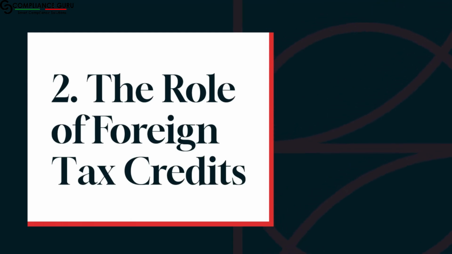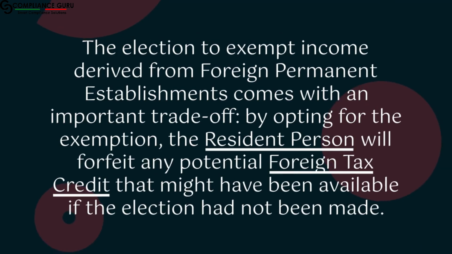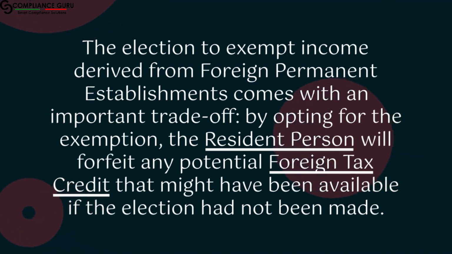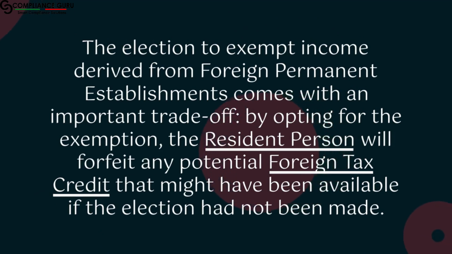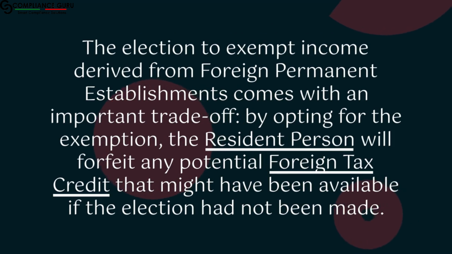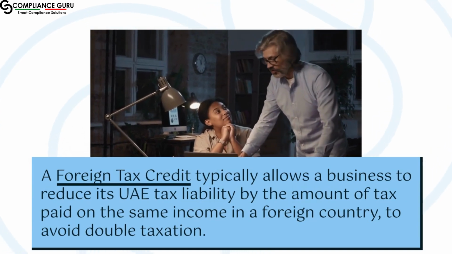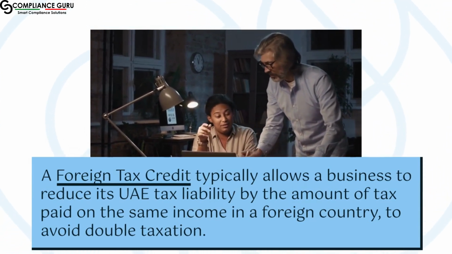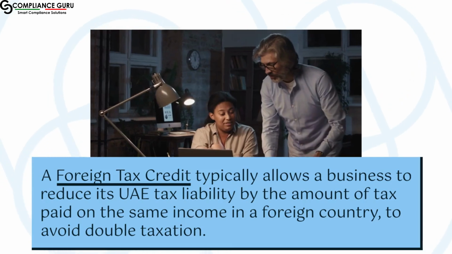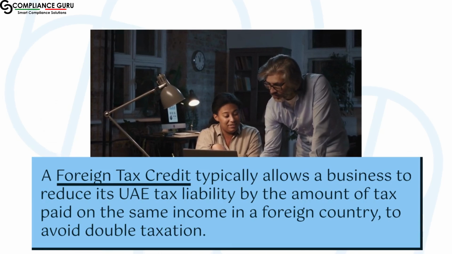2. The role of foreign tax credits. The election to exempt income derived from foreign permanent establishments comes with an important trade-off. By opting for the exemption, the resident person will forfeit any potential foreign tax credit that might have been available if the election had not been made. A foreign tax credit typically allows a business to reduce its UAE tax liability by the amount of tax paid on the same income in a foreign country, to avoid double taxation.